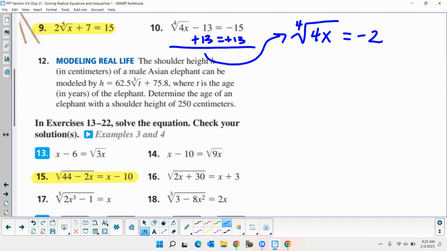Since that's even, can we get a real answer? No. Now, with square root, we could get an i in it, right? But with the fourth root, we couldn't. If it was a cube root or a fifth root, an odd, we could do it. All right, so that's why there was no real solution, because you can't take the fourth root of the negative.